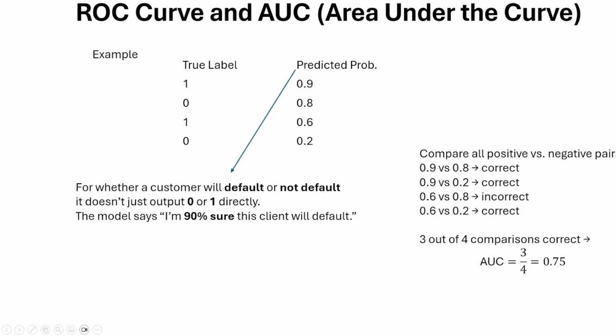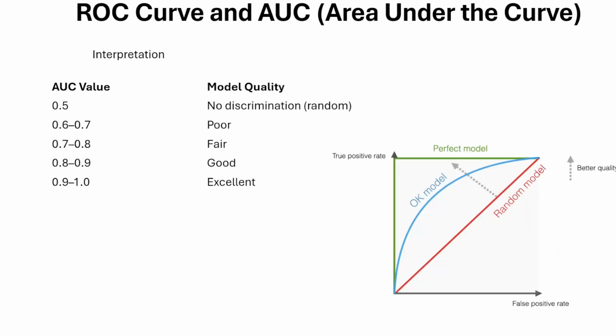So then we compare all the positive and negative pairs. We compare 0.9 with 0.8 and 0.2, and then we compare 0.6, the positive, with all the negatives, 0.8 and 0.2. So we have 3 correct and 1 incorrect, and so the AUC is 75%. We can also compute the false positive rates and the true positive rates.